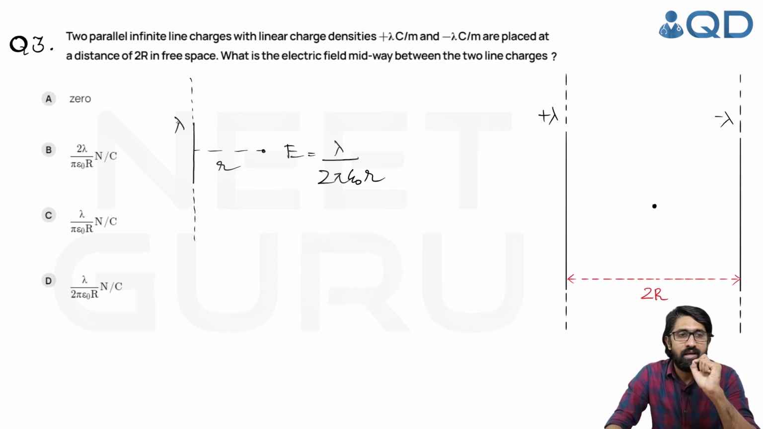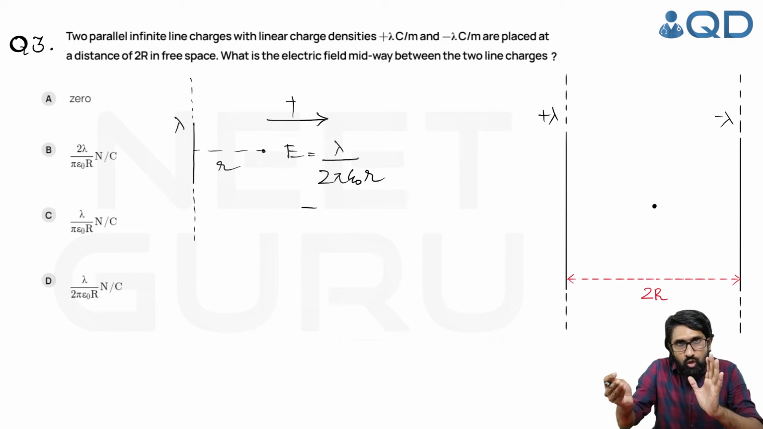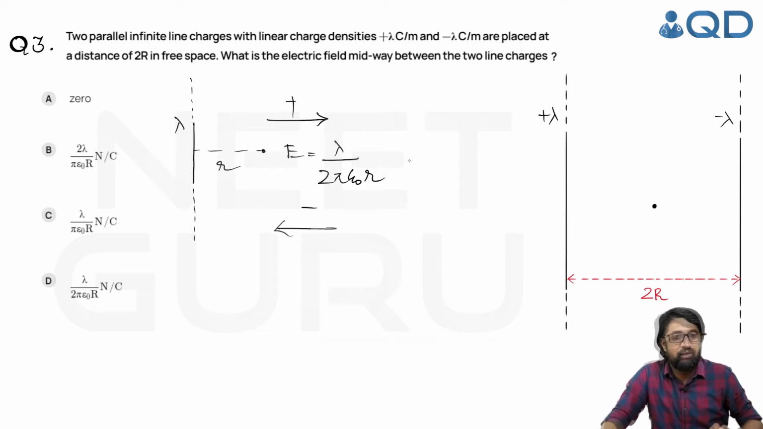Now, if lambda is positive, or if the line charge is positive, the electric field will have a direction that is away from the line charge distribution. And if the line charge has a negative charge distribution, in that case, the direction of electric field will be towards that line charge. So these are the things to remember before solving this question.